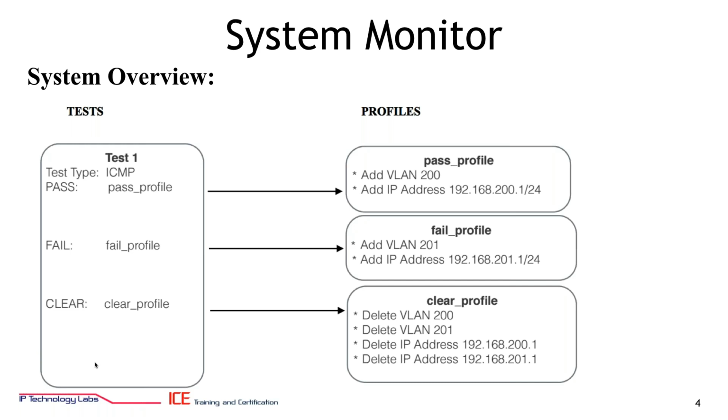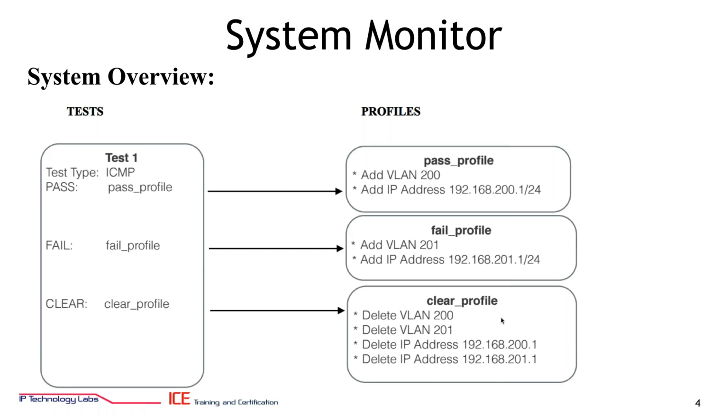If I start losing packets, I can execute profiles. So if I go into a pass state, I execute a profile. If I go into the fail state, I can execute a profile. And then within each of those profiles, I can have any number of user-defined rules. So if I go into the pass state, add a VLAN and put this IP address on that VLAN. If I go into the fail state, I can add a different VLAN. I can add VLAN 201 and add this IP address on it.